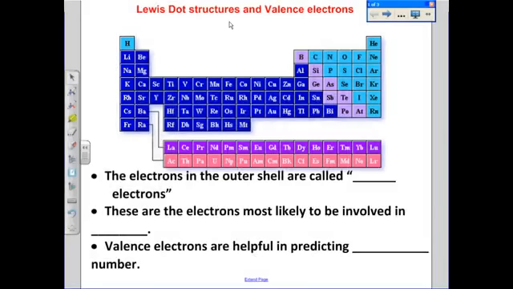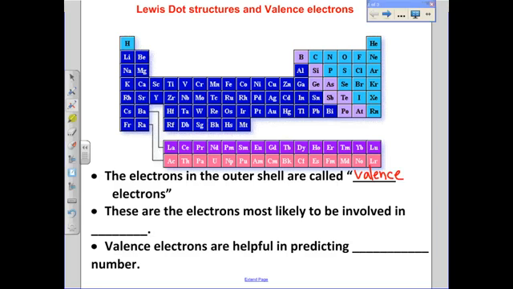What we're going to talk about now is the concept of valence electrons, and using a structure called a Lewis dot structure to identify these valence electrons. Valence electrons are extremely important because these electrons are the electrons found in the outermost energy level. Okay, so the outer shell, these electrons are called valence.